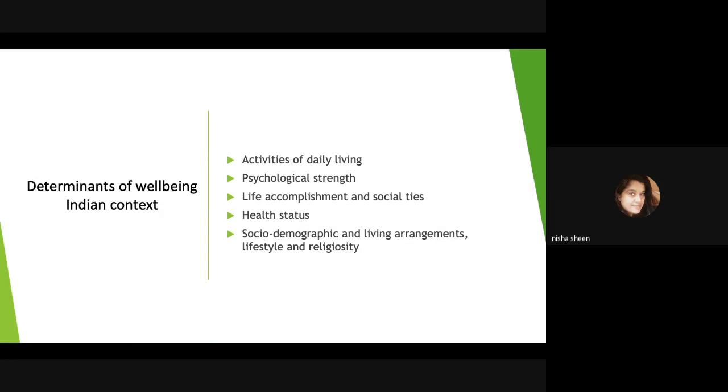As I mentioned, the determinants or domains vary across countries. Here I'm presenting the determinants of well-being in the Indian context. There are numerous categories of determinants in the literature, so I have just picked this one for the presentation. According to this framework, there are five determinants of well-being: the activities of daily living, psychological strength, the life accomplishment and social ties of the population, the health status, and the socio-demographic and living arrangements with life and religiosity.